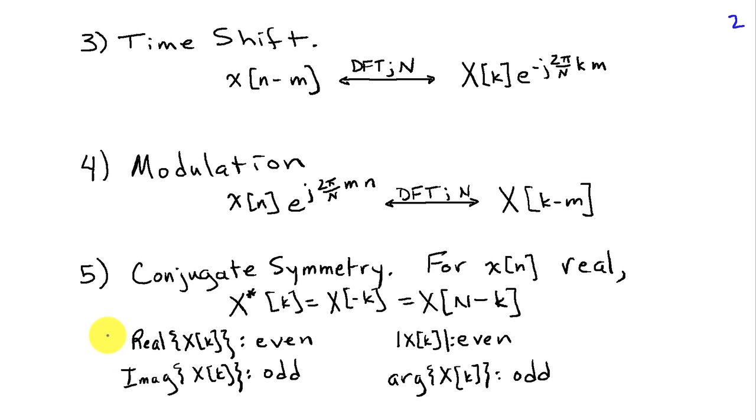First of all, the real part, the DFT coefficients, have to be even. The imaginary parts have to be odd. Similarly, the magnitude of X[k] ends up being an even function, and the phase of X[k] is an odd function. All of these are a consequence of this conjugate symmetry that's associated with real valued signals x[n].